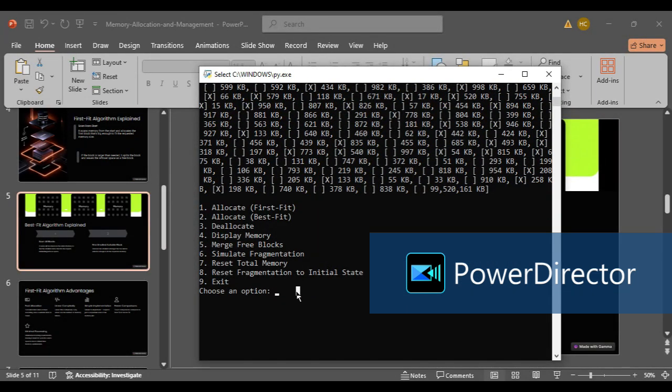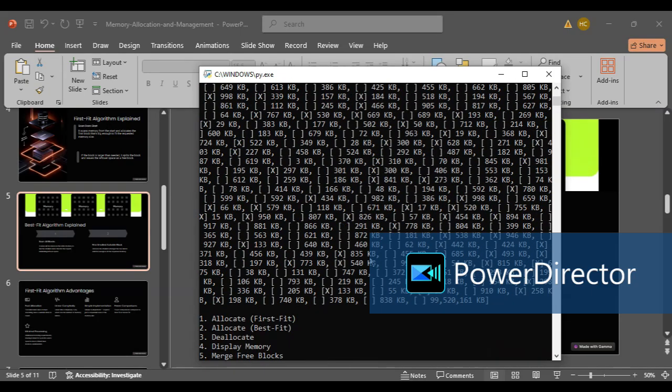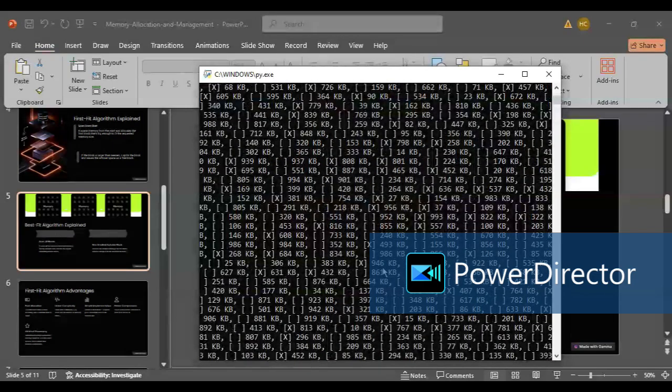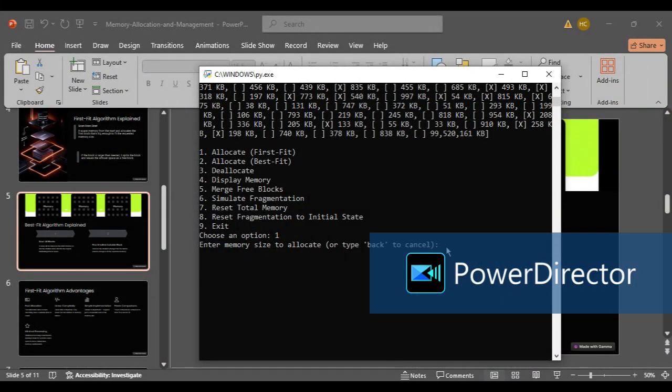So then let's try allocating memory using the first fit. So we'll choose the first fit, which is option 1. It says enter the memory size to allocate. So let's go through and try to find a memory size which is common so that we can use that to allocate. So I will try 700. I will try to allocate 700 of memory using the first fit.